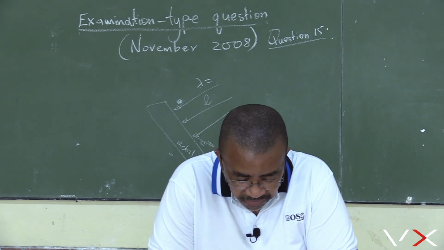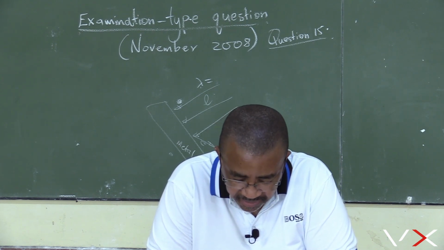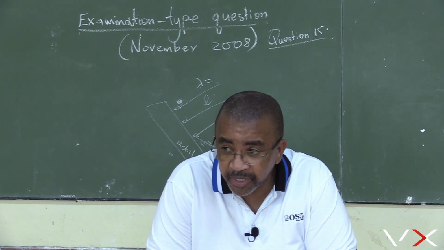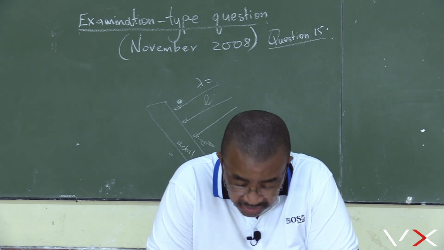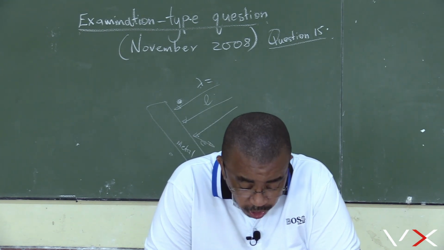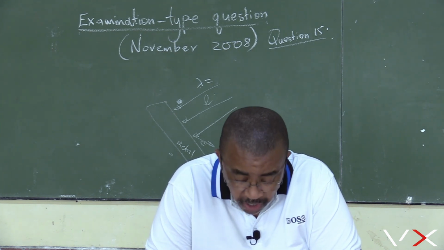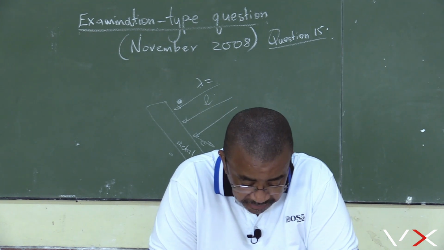15.1. What phenomenon is described by the underlined sentence? The phenomenon is the photoelectric effect. When the light enters the light meter, it strikes a metal and releases electrons. That is the photoelectric effect.